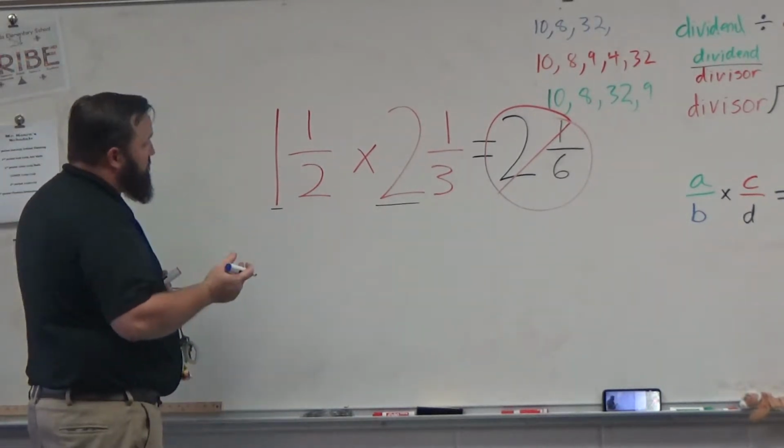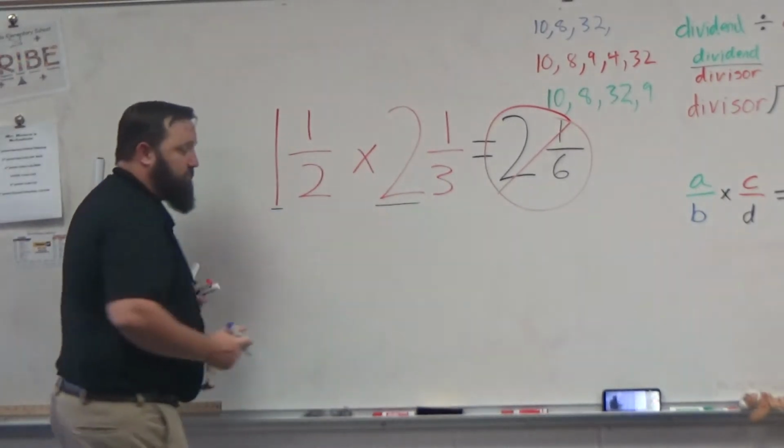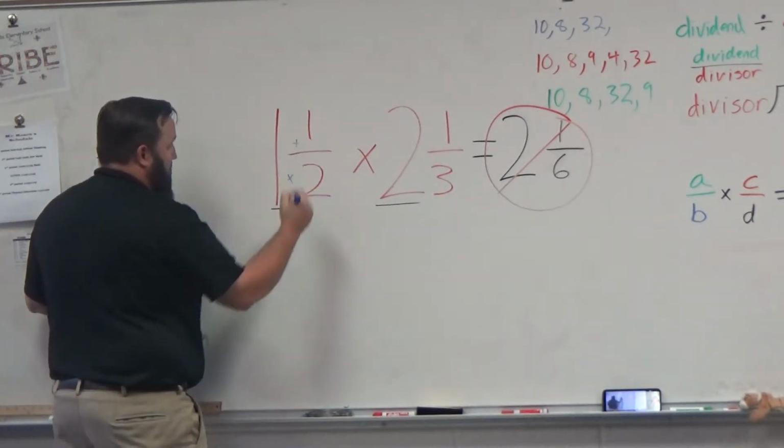So, to first do that, I have to take my mixed numbers and convert them into improper fractions. So I'm going to do 1 times 2 plus 1.